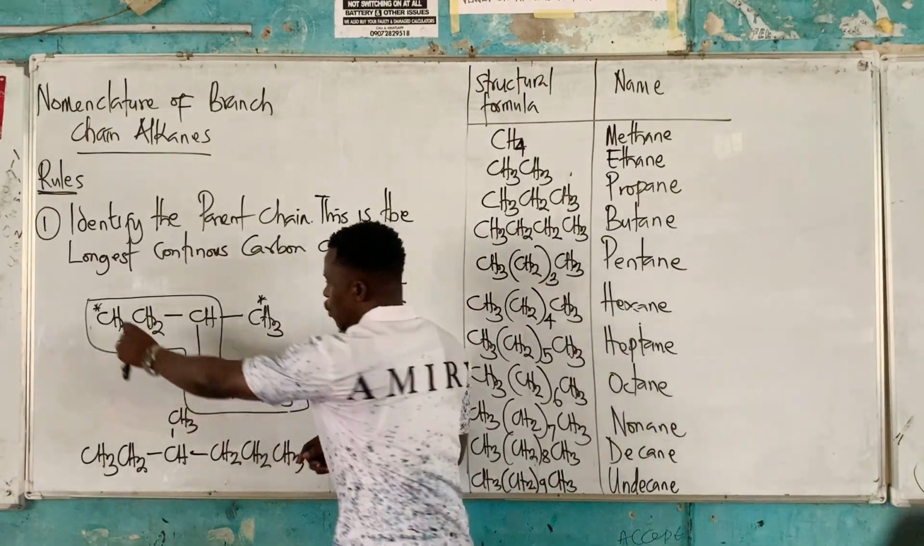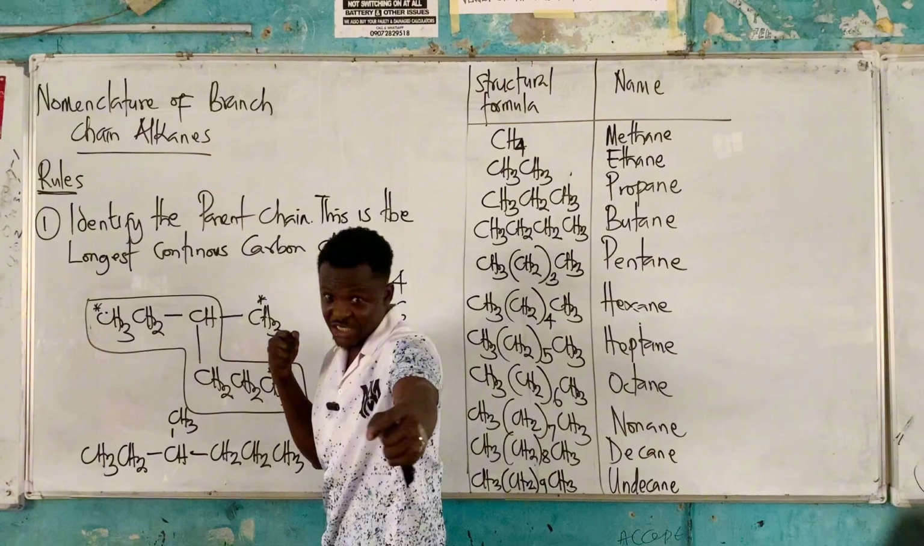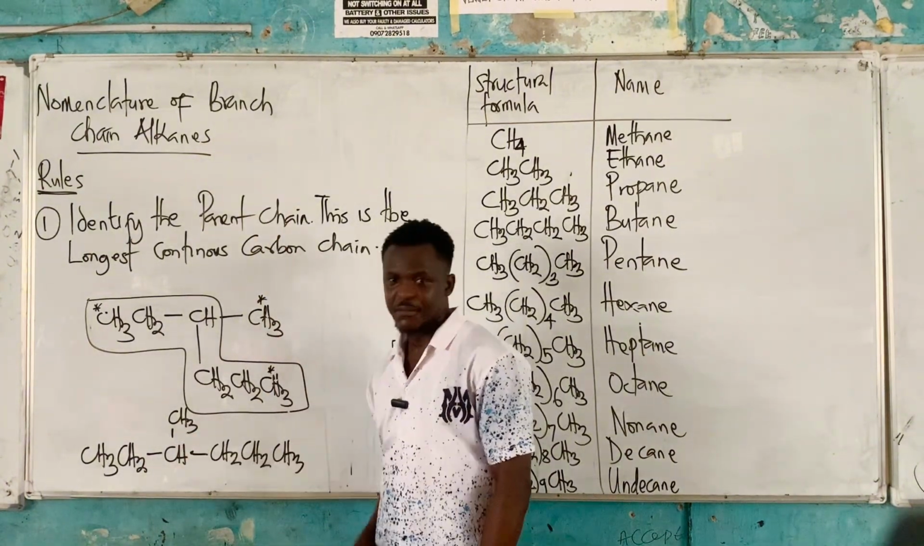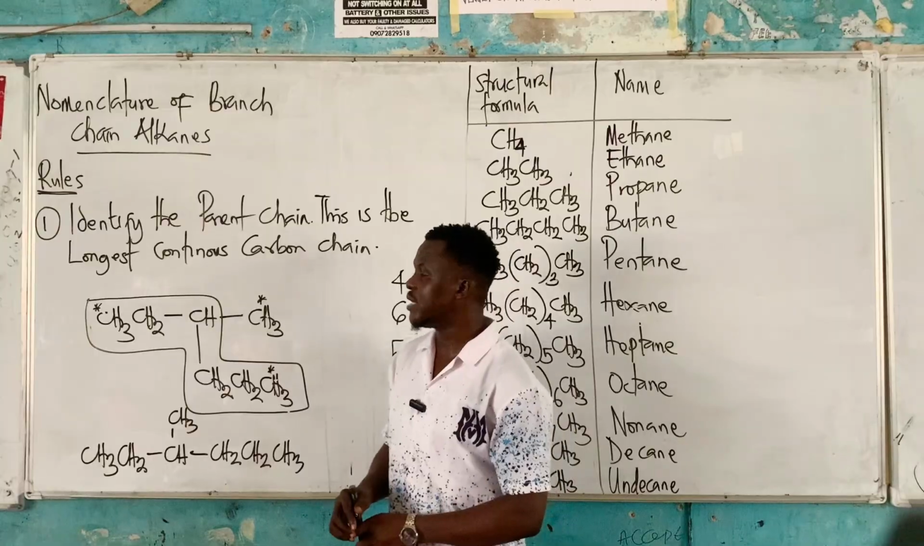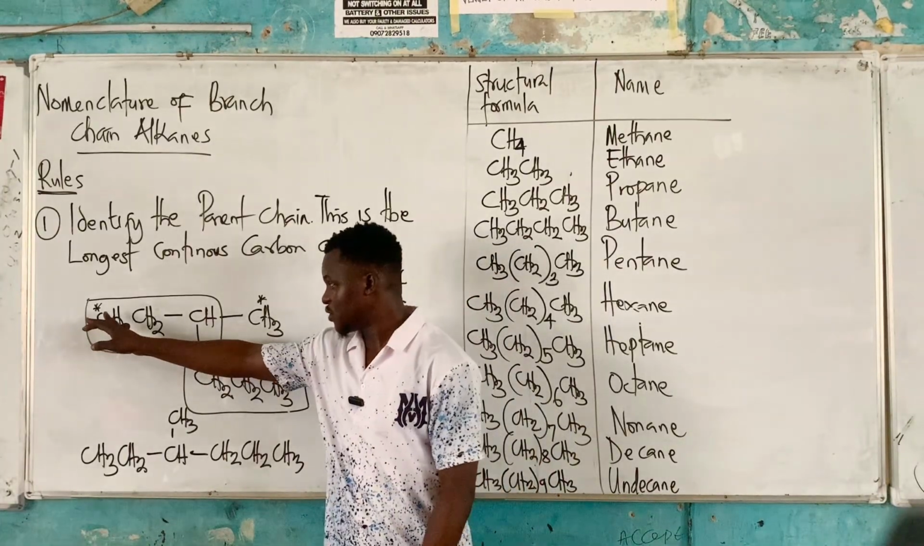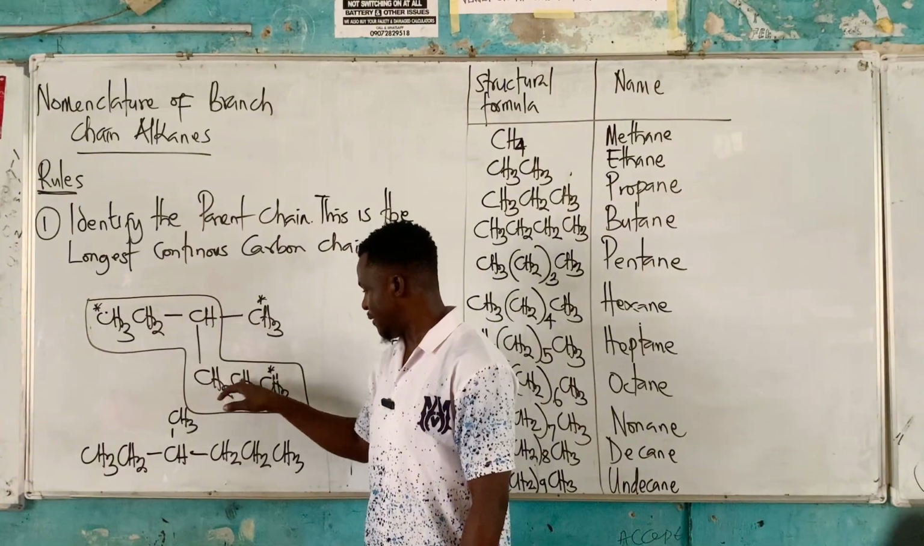Just like what I told us, imagine this is a rope. If you hold this place, you stretch it, this guy will now go up, which is what we have here. So that is why if you're asked to name a compound, always identify your parent chain. In this case, 1, 2, 3, 4, 5, 6.